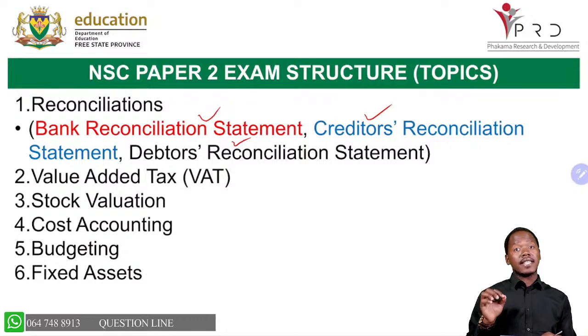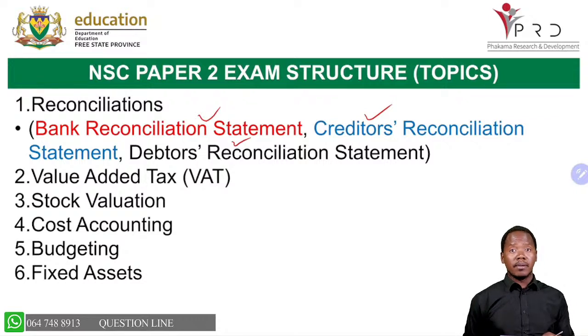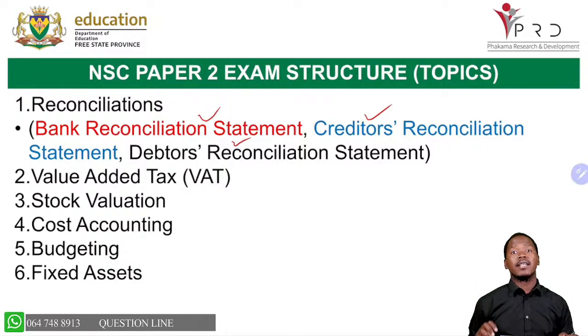Lastly, under fixed assets again, we should be able to answer questions on problem solving, where you are given different assets and then you identify a problem, come with an advice or reason, and so on. These are the topics for your paper 2.